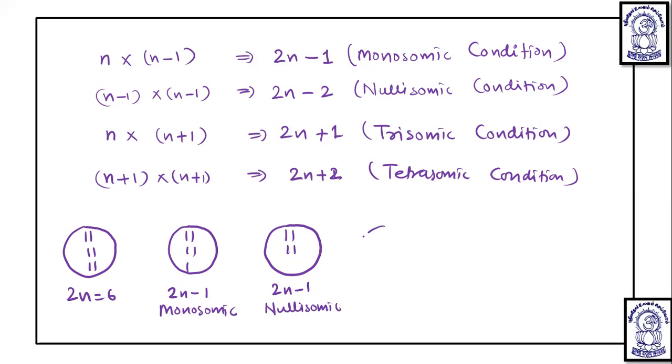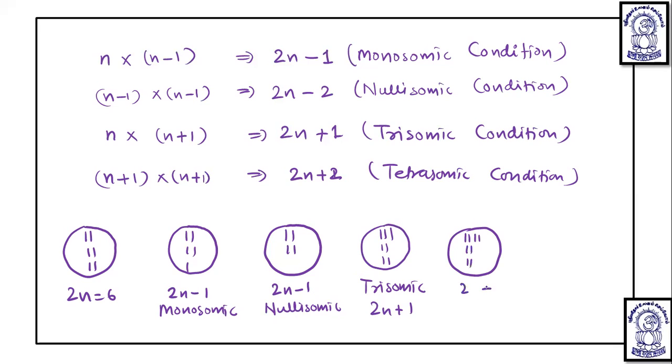If, apart from 6, any one chromosome is getting added to this one, that is known as trisomic, that is 2n plus 1. And if a whole pair is getting added, then it is 2n plus 2, that is tetrasomic.